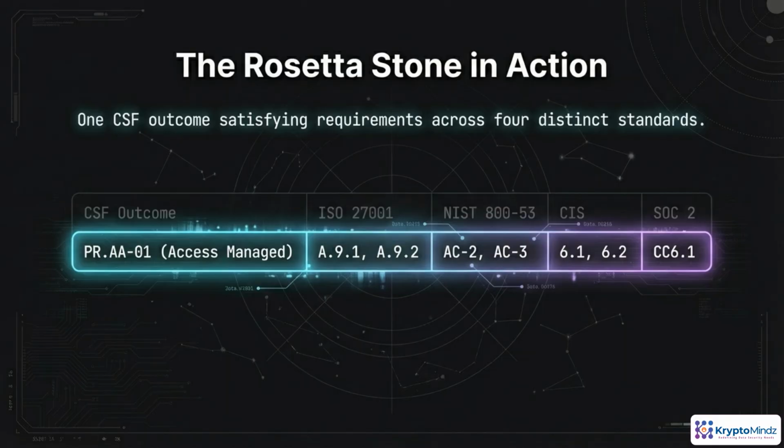Let's look at what this means in practice. Take the CSF outcome, access managed. In plain language, it means identities are controlled and only authorized users reach sensitive resources. Once you implement that outcome well, using centralized IAM, least privilege, and strong access reviews, you can use that same capability as evidence for ISO 27001, NIST 800-53, CIS Controls, and SOC 2 at the same time. One well-designed control set can reduce duplicate work across multiple frameworks.